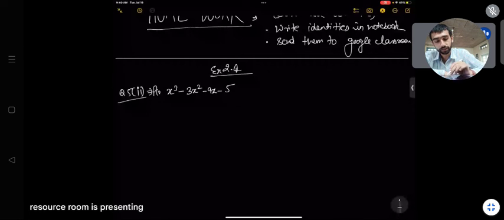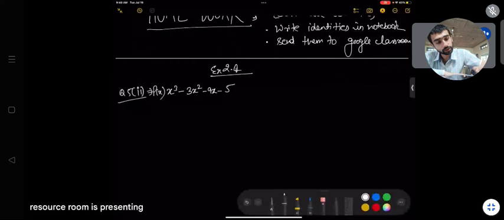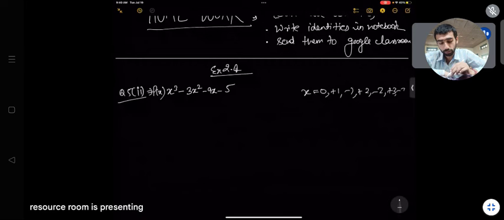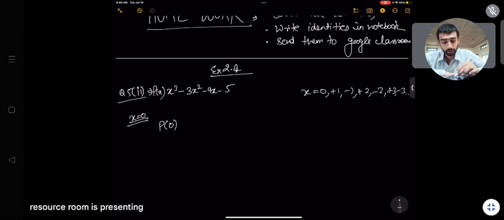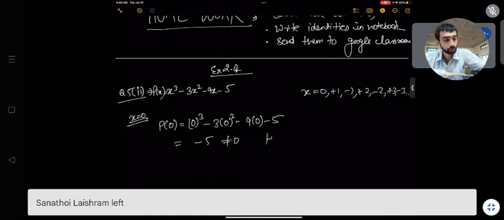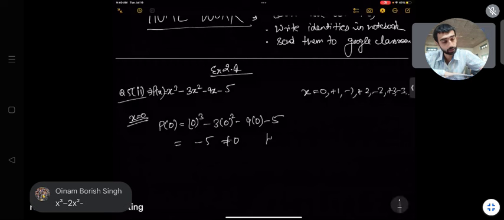So we'll start by putting the values of x equals to 0, then plus 1, then minus 1, then plus 2, then minus 2, then plus 3, then minus 3 in this format. So first of all, I'll write x equals to 0. So I'll find p of 0, which will give me 0 to the power 3 minus 3 into 0 square minus 9 into 0 minus 5, and it will give me minus 5, which is not equal to 0. Hence x minus 0 is not a factor of p(x). So 0 is not there.